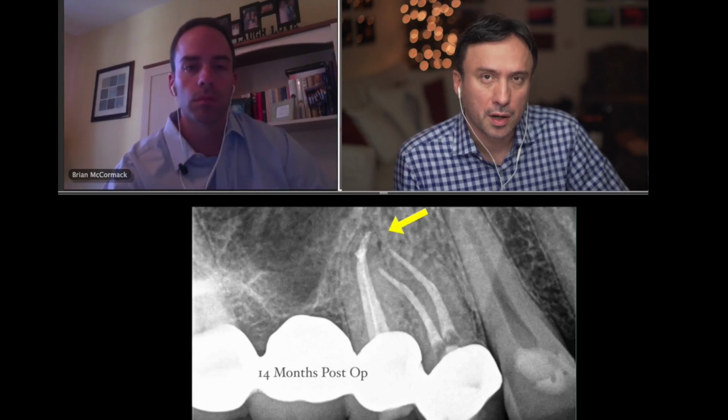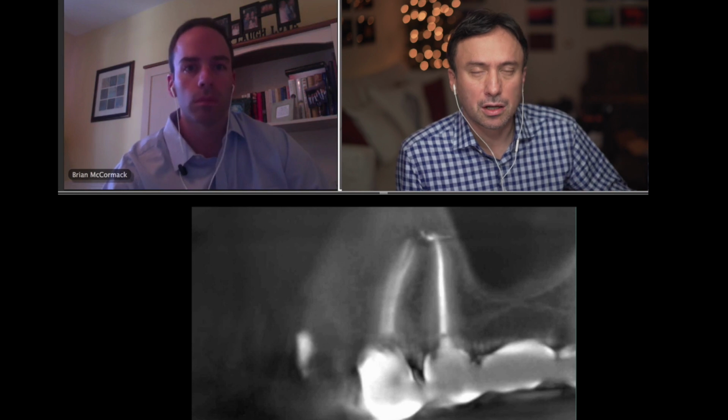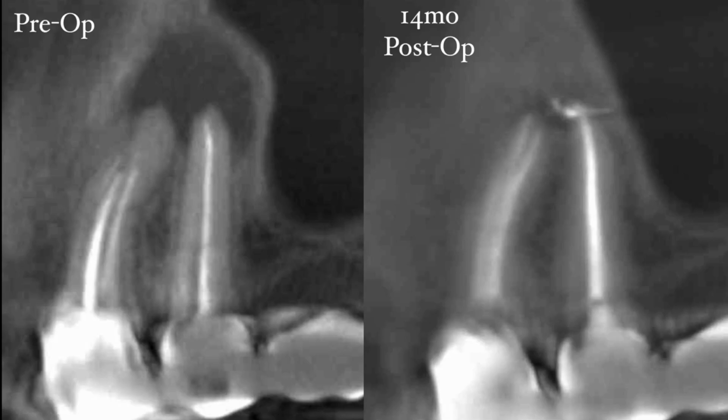Also, at the 14-month, you went ahead and took a CBCT of the area, and that shows that you have complete regeneration of the bone in that area. And here it is. I just wanted to show this final image showing the CBCT from before and after, really consolidating the point of complete debridement of the root canal to get proper healing.